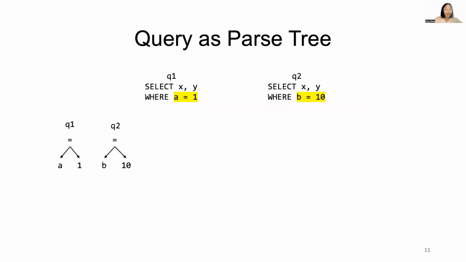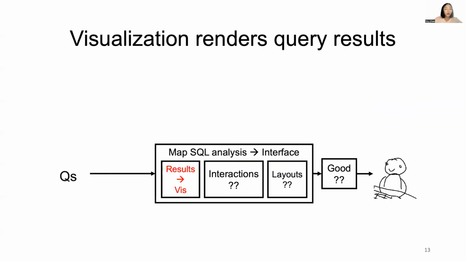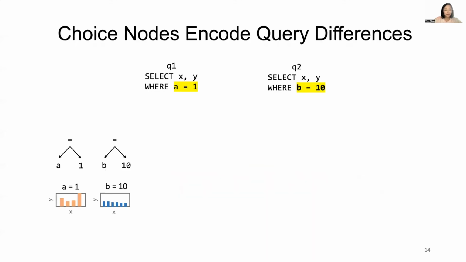So first, we model queries as parse path trees. Here, I will focus just on the highlighted part of query 1 and query 2, because those are the parts that are different. And then we can see that these two path trees are rooted with equals. Now the corresponding interface is going to be very simple because ultimately we have to execute these queries and render them. So the simplest interface would be to just render the output of these queries and visualize them in a bar chart here. This is what we call the visualization mapping, which maps query results to visualizations.